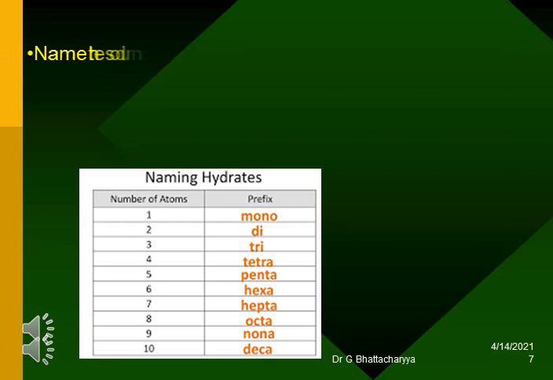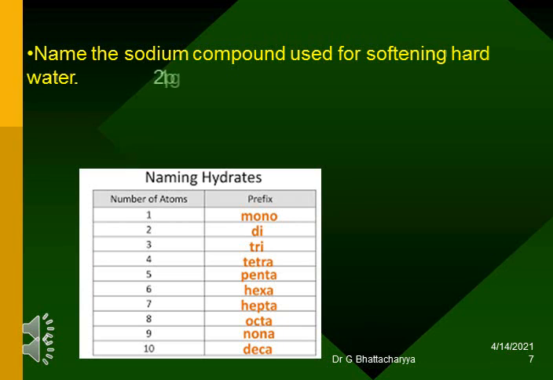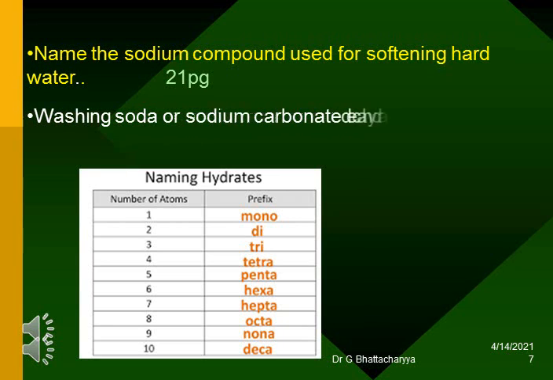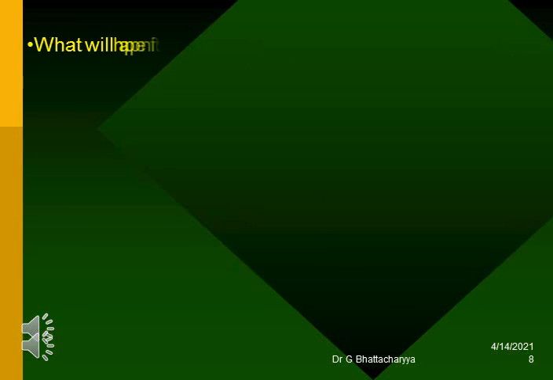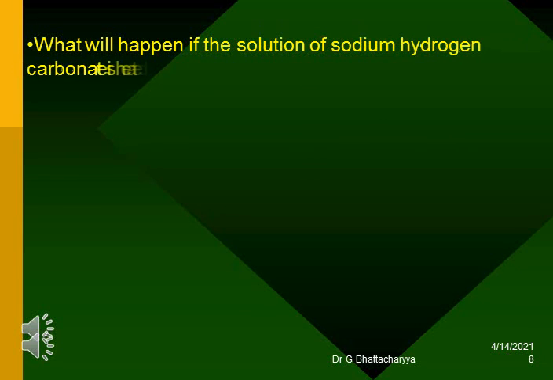Name the sodium compound used for softening hard water. Washing soda or sodium carbonate decahydrate, Na2CO3.10H2O. What will happen if the solution of sodium hydrogen carbonate is heated? Write the chemical equation involved.